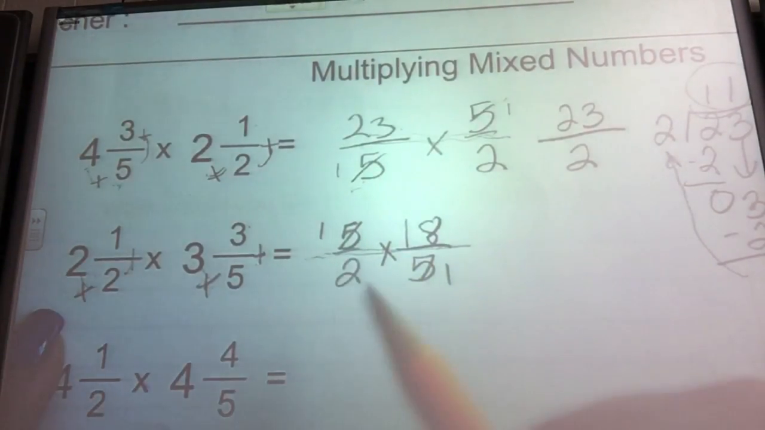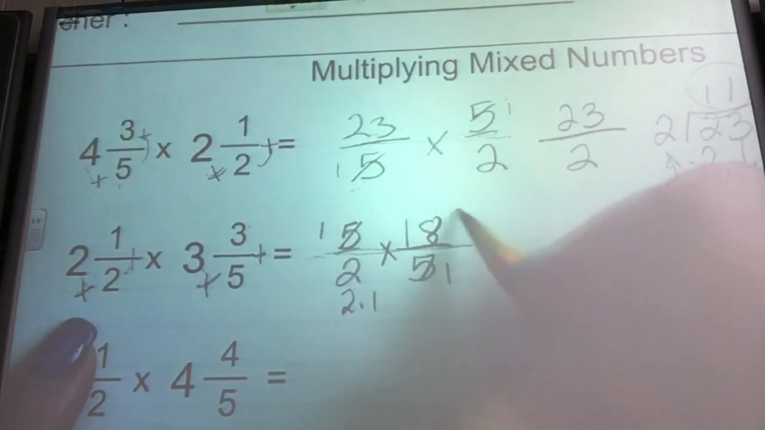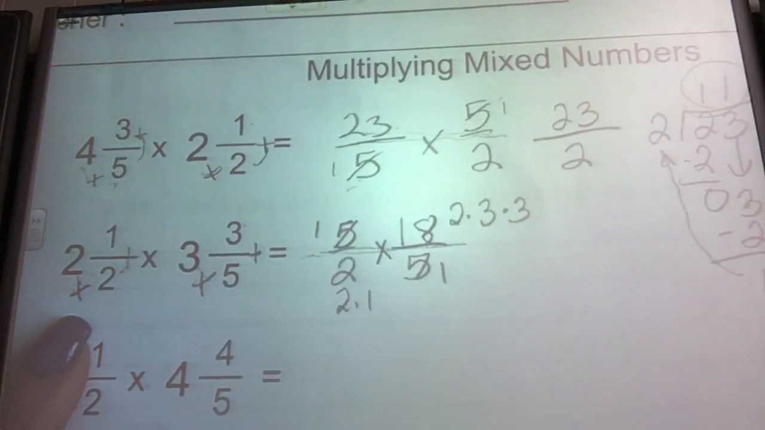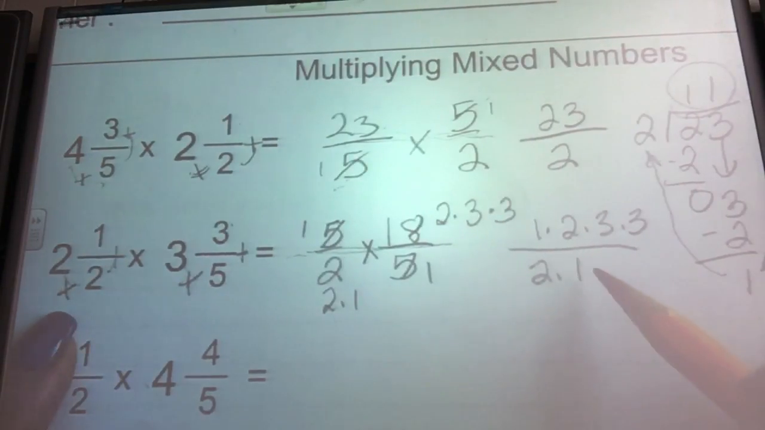Now this one, I know that 2 can go into 18, so I'm going to factor this one out. This would be, let's see, 2 times 3 is 6. 6 times 3 is 18. So then I'm going to write it here. 1 times 2 times 3 times 3. And 2 times 1. And I can simplify, make it simpler. Eliminate your 1s, eliminate your 2s, and there's nothing left, it's going to be 1.